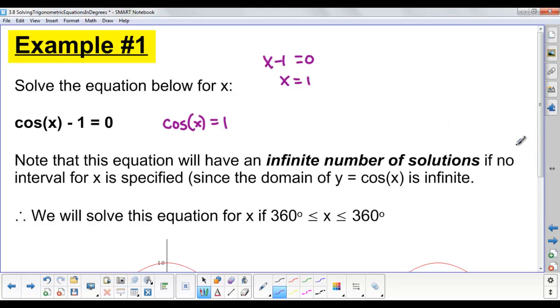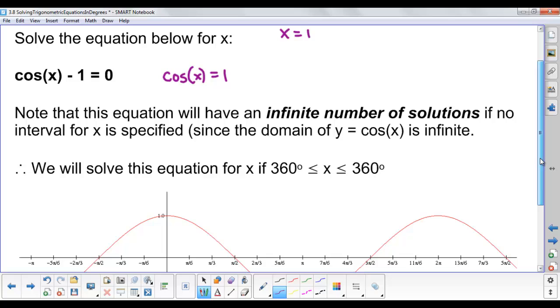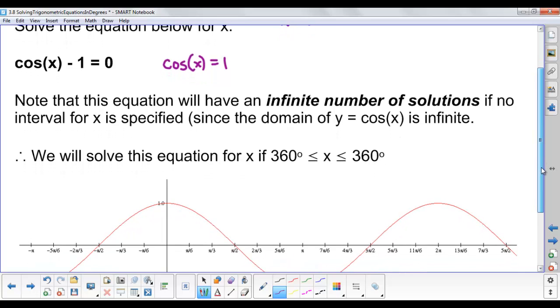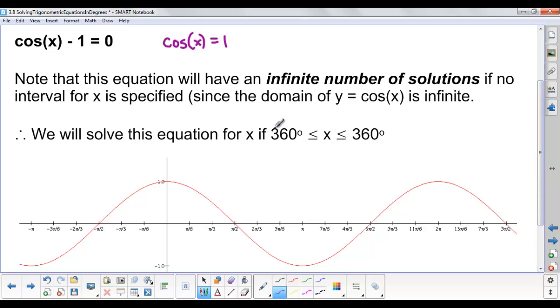One thing to note is that this equation has an infinite number of solutions if I don't set a specific interval. That's because cos goes on and on forever. Its domain is the set of any real numbers. So what we're going to do, and there's a little typo here, so make sure you fix it, is solve this equation for x as if it were between 0 degrees and 360 degrees.